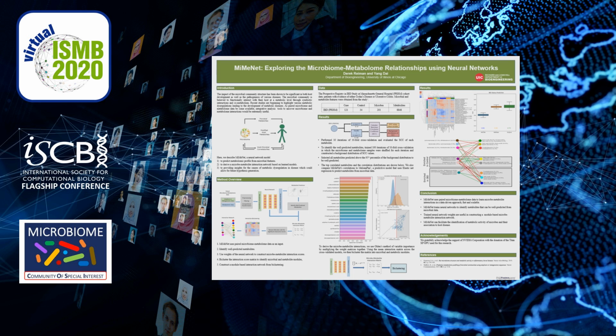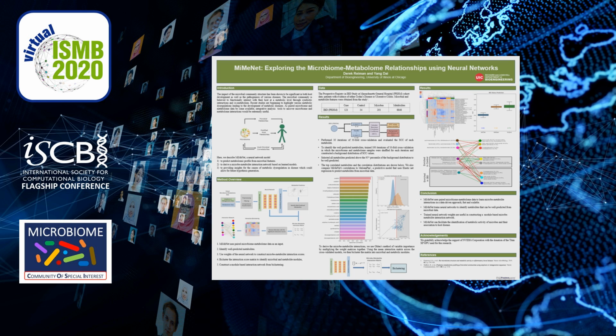MiMeNet takes in paired microbiome-metabolome data as its input. After pre-processing and filtering, a neural network model identifies metabolites that can be well predicted from microbial features. The weights of the trained neural network are then used to construct microbe-metabolite interaction scores. The interaction score matrix can then be biclustered to identify microbial modules and metabolomic modules, and we can use these to construct a module-based interaction network.